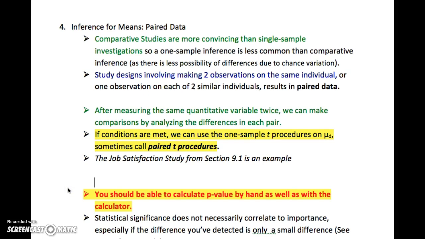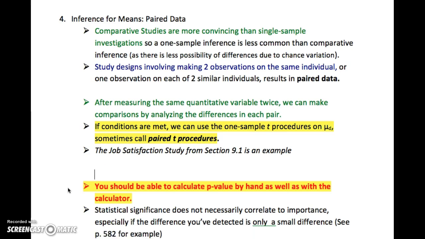So that's called paired data. Comparative studies are often set up that way because it's a more convincing investigation to show a difference between two groups, like maybe a control group and then the treatment group. So two observations might be there. You have to measure the same quantitative variable twice. We can look at the differences in each pair, and if conditions are met, we can use t procedures. We'll go over calculating the p-value by hand as well as in the calculator, and I'll give you one way in the video right now.